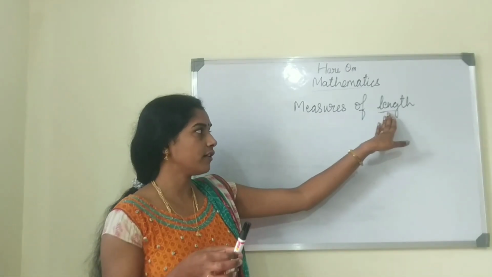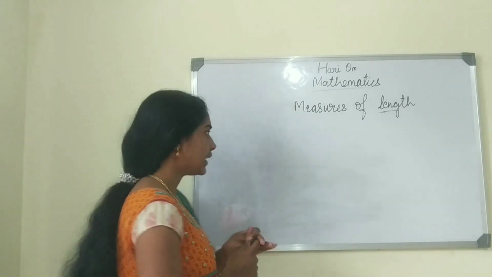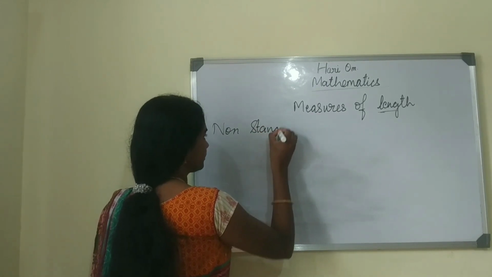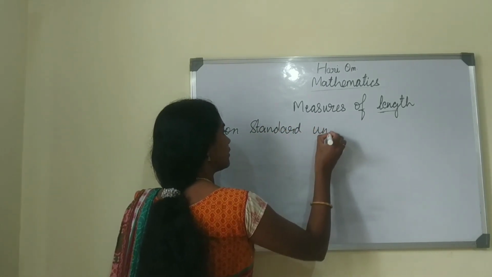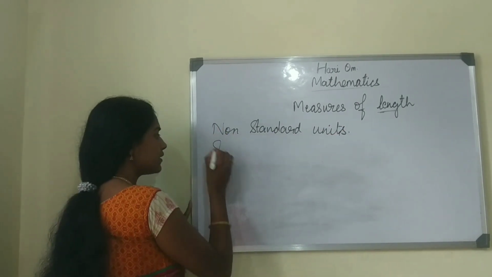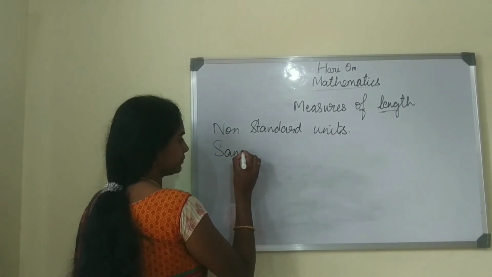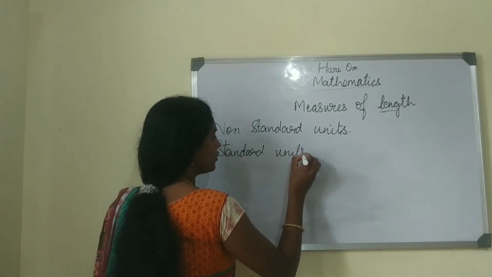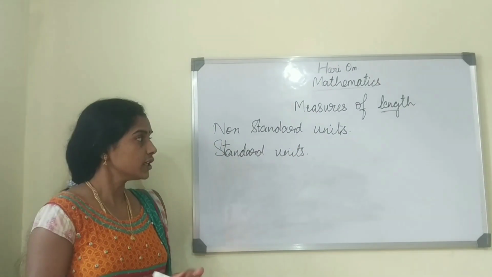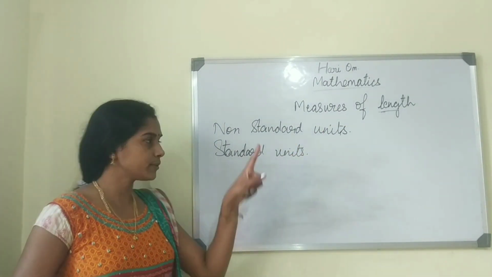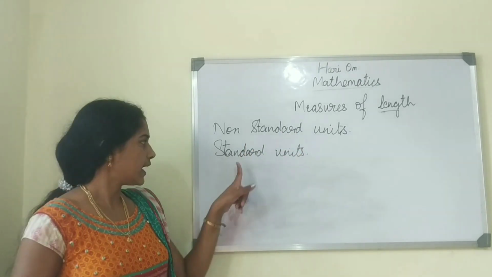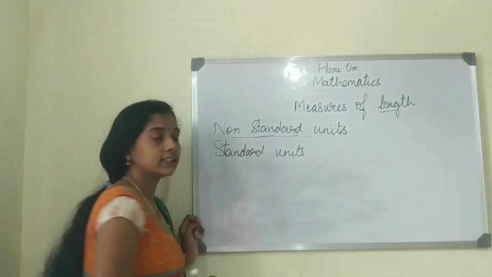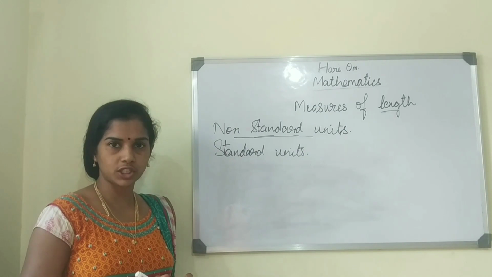So in measuring of length we have two types, that is non-standard units and standard units. Okay children, so in measuring of length we have two types. One is non-standard units and next is standard units. So today let us learn only the non-standard units of measuring the length.